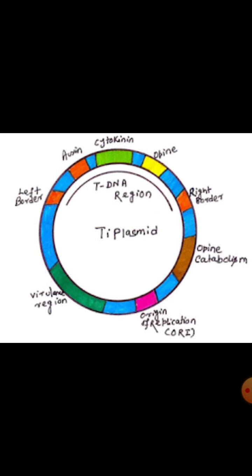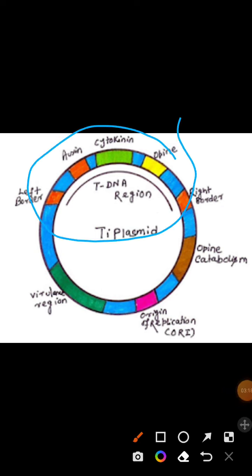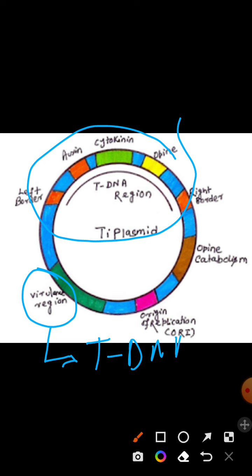So what are they? First of all, the oncogenic tDNA itself, that is involved in the production of cancer, or I should say the tumor. Okay, and another one is the virulence region or vir genes. Okay, so they are involved in tDNA transfer.